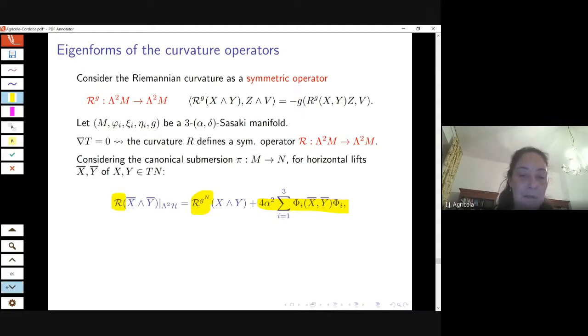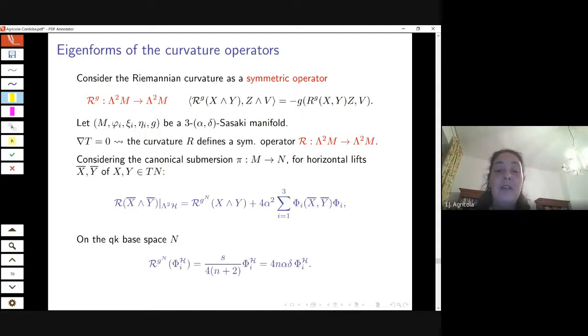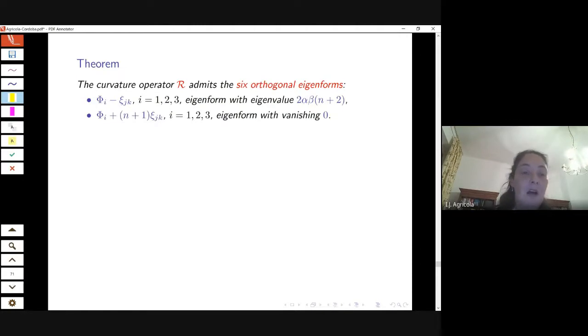Good. And moreover, the curvature of the quaternionic Kähler base can be computed explicitly in terms of the structure tensors of the manifold. And now I will say in a minute why we started doing that. We constructed eigenforms for the curvature operator in huge quantity. For example, the curvature operator of the canonical connection has as orthogonal eigenforms these linearly independent combinations of the fundamental forms and the corresponding wedge products.